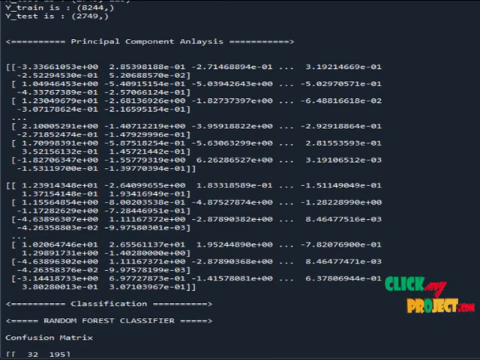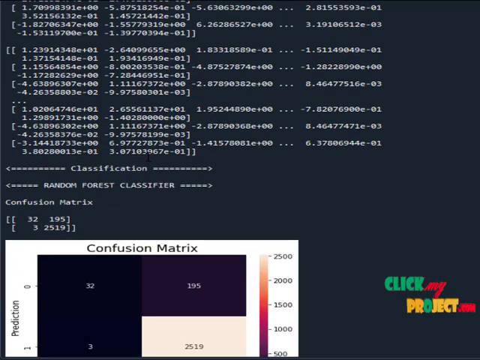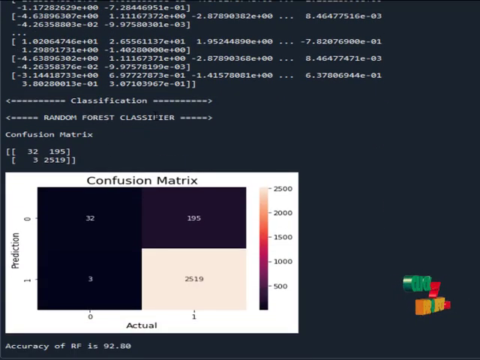And then we are going to do the feature extraction method. Here we have used the principal component analysis method, which is an unsupervised learning algorithm that is used for dimensionality reduction in machine learning. And then classification, here we have used two machine learning algorithms and one deep learning algorithm. First we are going to see the random forest algorithm.